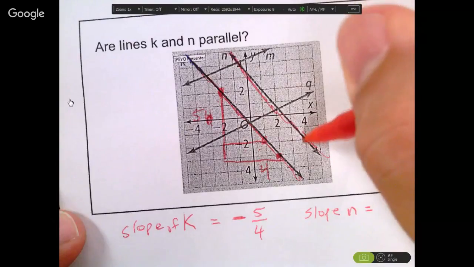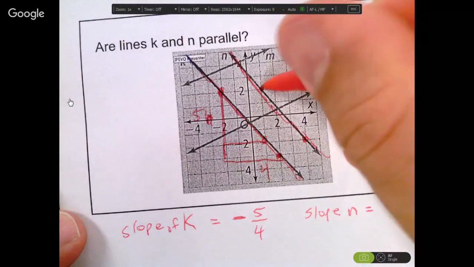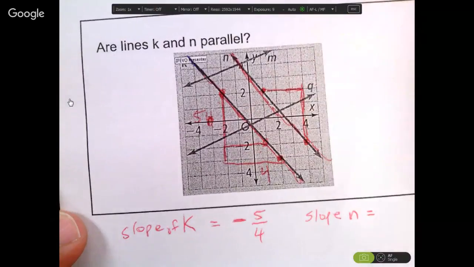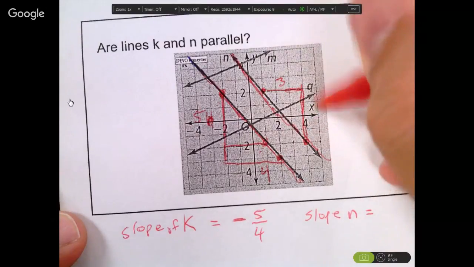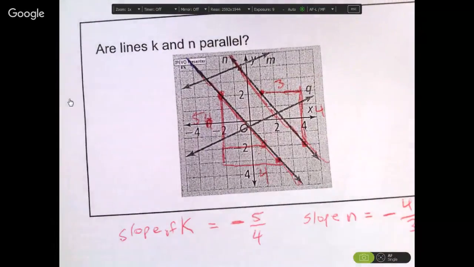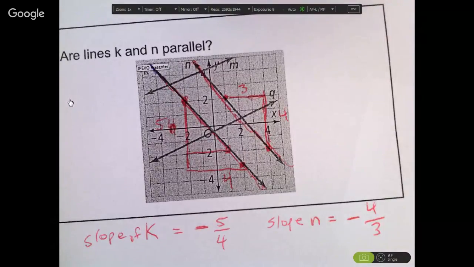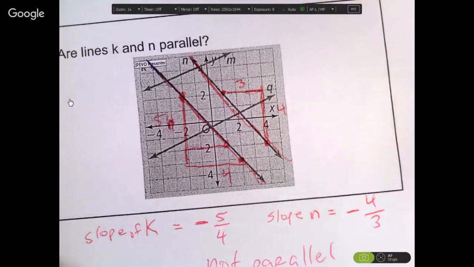Okay, and then the slope of N. Is that a nice point? And is that a nice point? Because it's ugly, can I draw it this way? So that's 3, and that's 1, 2, 3, 4. So this one's -4/3. Okay, and as he pointed out, that's how you tell whether these are parallel or not. If these two slopes are equal, they're parallel; if not, not parallel.